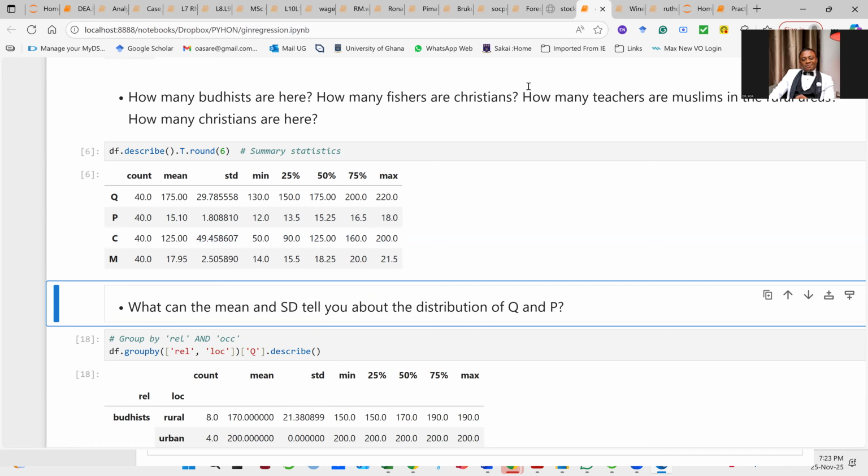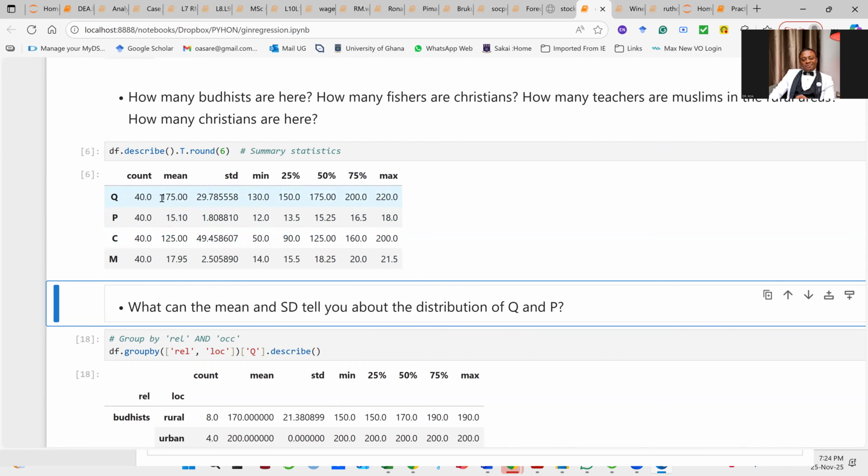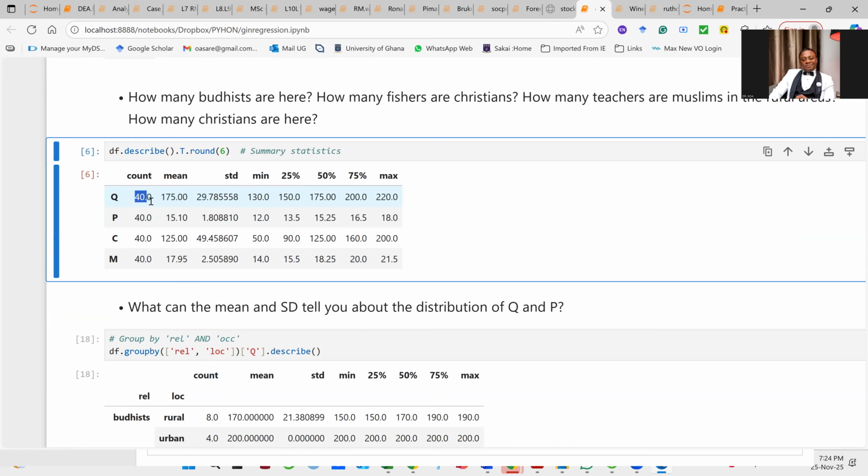But the clue is this: anytime the mean is bigger than the standard deviation, it means that there is not much variability. But when the standard deviation is more than the mean, there's a lot of variability. This is a question I keep asking, so please take note. There is a lot of variance when the mean is less than the standard deviation. Okay, so this was descriptive statistics for all the 40 samples. That is why you see that count is 40.